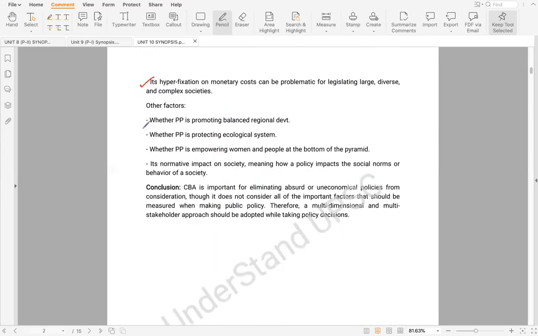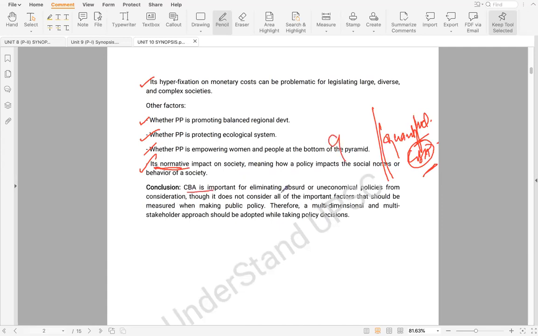What are the factors? Whether or not public policy is promoting balanced regional development, whether or not public policy is protecting ecological systems, whether or not public policy is empowering women and people at the bottom of the pyramid, and its normative impact on the society, meaning how a policy impacts the social norms or behavior of a society. All of this is something which cannot be quantified, right? That is why cost benefit analysis is not the only solution. You have to also talk about the other solutions.